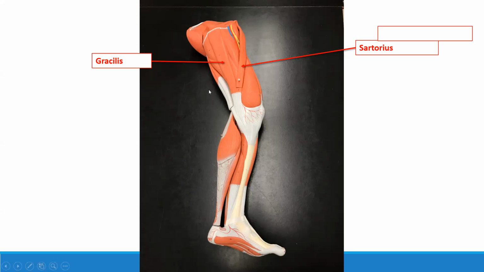We have two other muscles that are located here that run underneath the gracilis and the sartorius. We have the adductor longus, which runs underneath the sartorius, and we have the adductor magnus over here, which runs underneath the gracilis and extends down here and continues underneath the sartorius. So these four muscles make up the muscle group on the medial surface of the thigh.